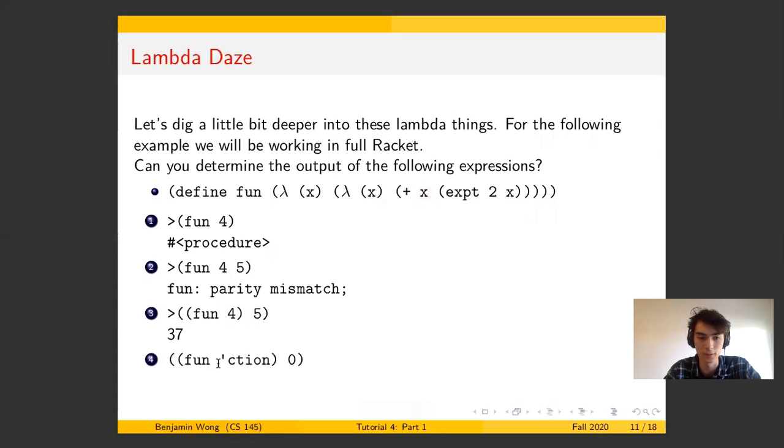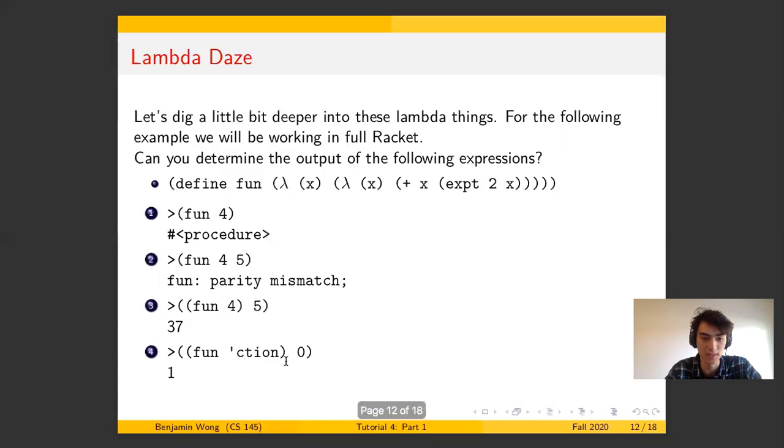What about function of 0? Well, the same thing happens. We throw out the string "shun" and use the value of 0 here, sum of 0 and 2 to the 0, which is 1.